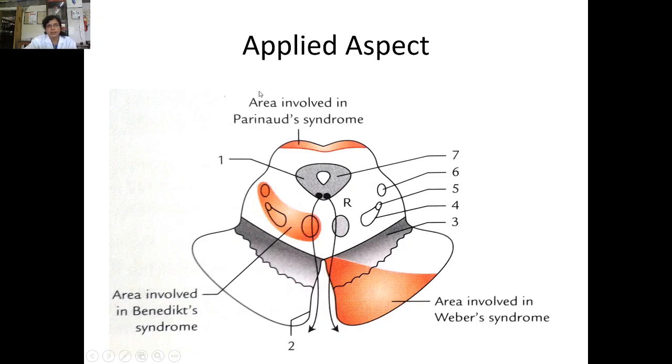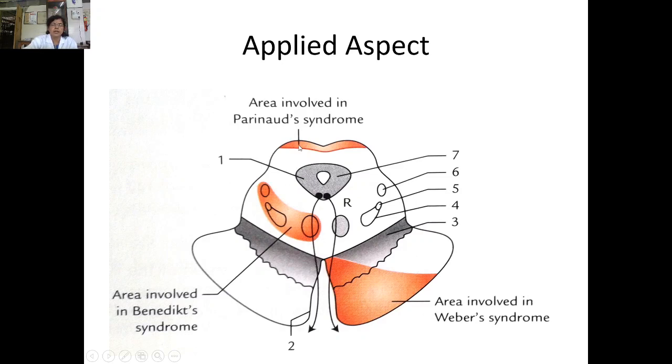The last lesion is Parinaud's syndrome, and it is due to damage in the region of the superior colliculus in the tectum. In this syndrome there is paralysis of upward gaze, also called the sunset sign. This lesion of the superior colliculus in Parinaud's syndrome is mainly due to tumors of the pineal gland that compress or cause pressure on the tectum.